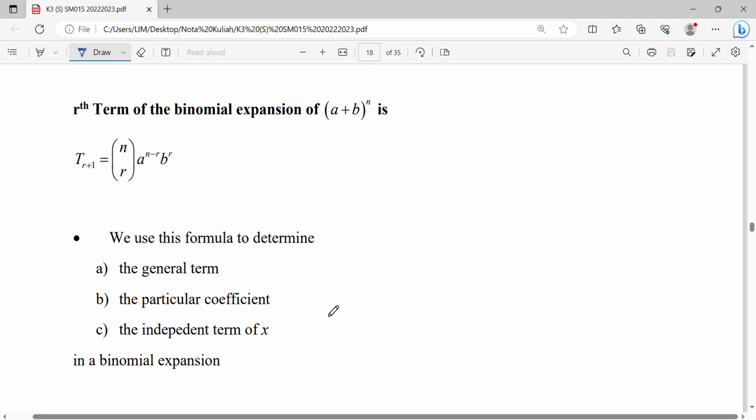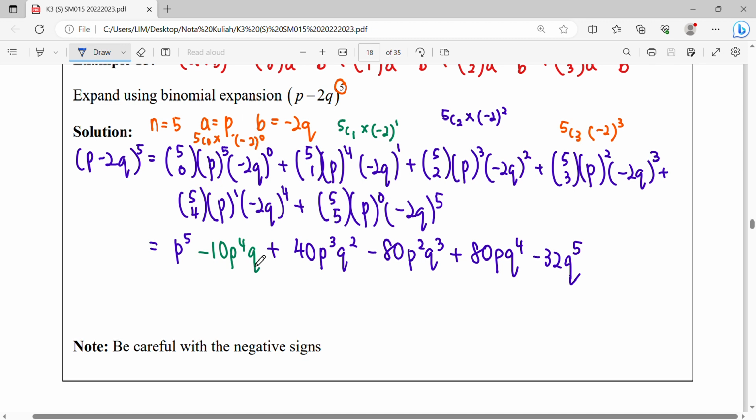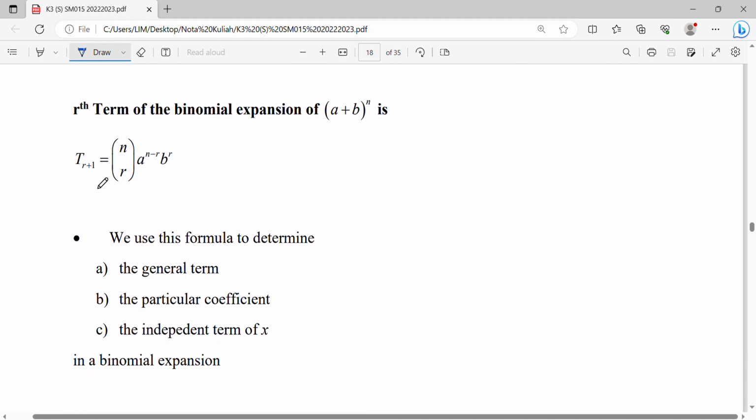What is a particular coefficient? Let's say the coefficient for q, meaning the multiplier for q, is 10p to the power of 4. So let's say I want the coefficient of p squared. The coefficient of p squared will be negative 80 q to the power of 3. So when you want a certain term only, we don't need to expand everything. We just use this certain term formula.